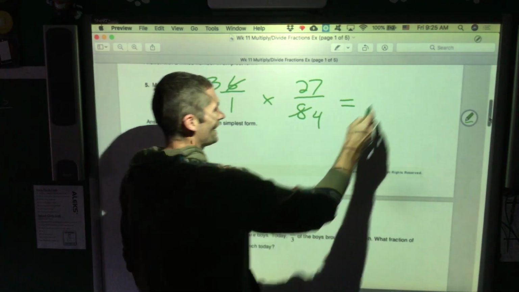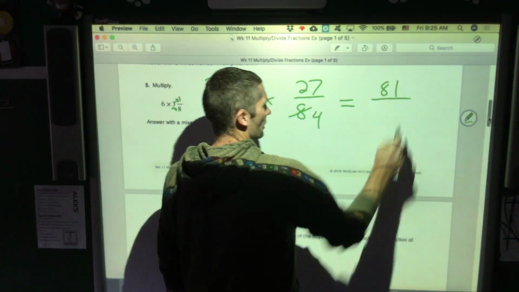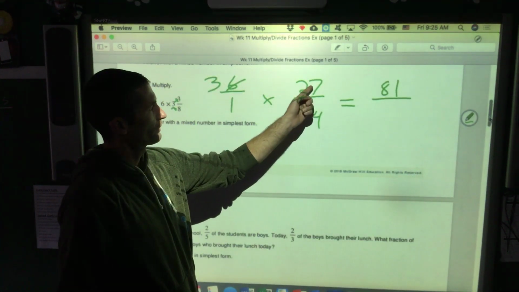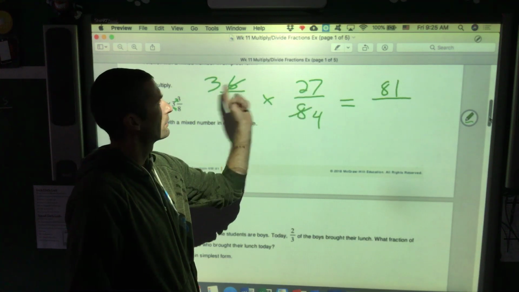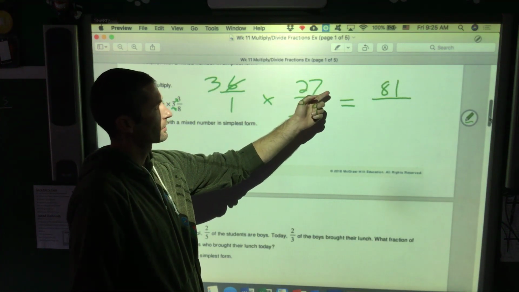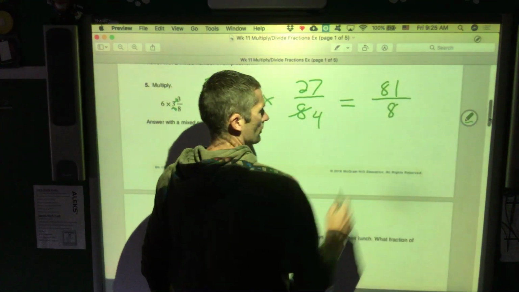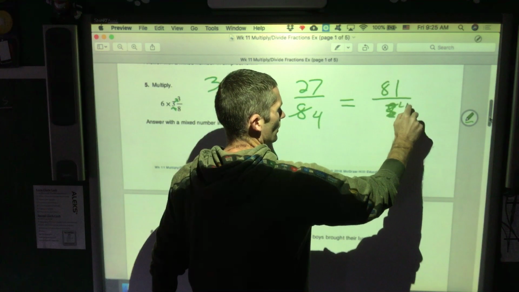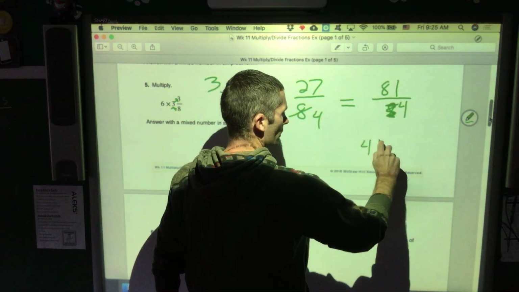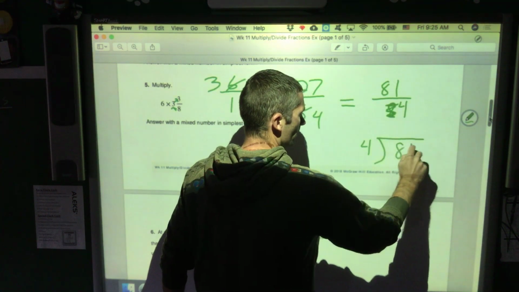3 times 27 is 81. And I know that because 3 times 25 is 75. 3 times 2 more is 6, so 75 plus 6, 81. 81 over 4. Oops, sorry. 81 over 4. So now we need to see how many 4's fit into 81.